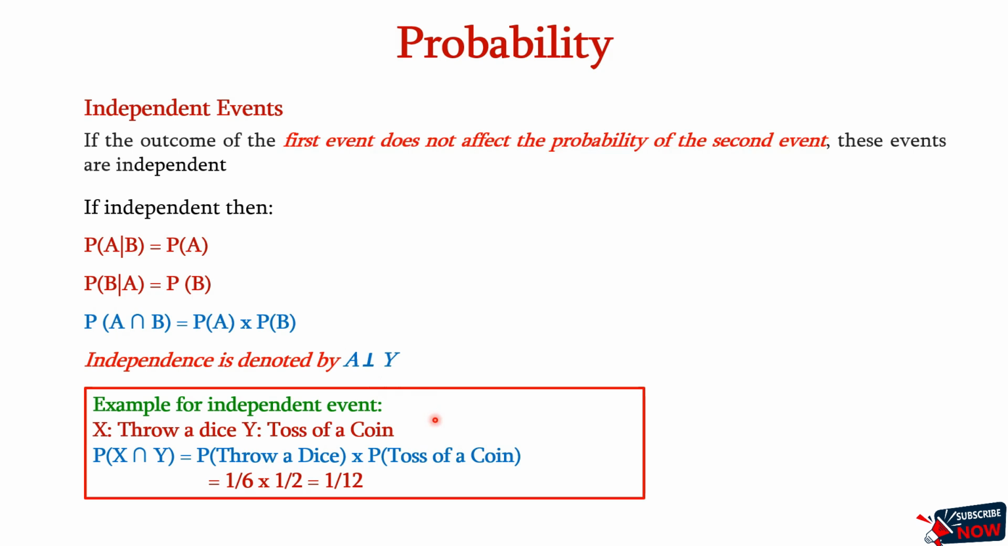So let us see an example for independent events. Assume that we have two events, throwing a dice and tossing a coin, X and Y. We can express this with the product rule as P of X intersection Y equals P of X times P of Y. P of X is throwing a dice, and P of Y is tossing a coin. Throwing a dice gives 1 by 6 as the outcome, and for tossing a coin, it is 1 by 2. So we have 1 by 12. This is an example of independent events for joint probability.